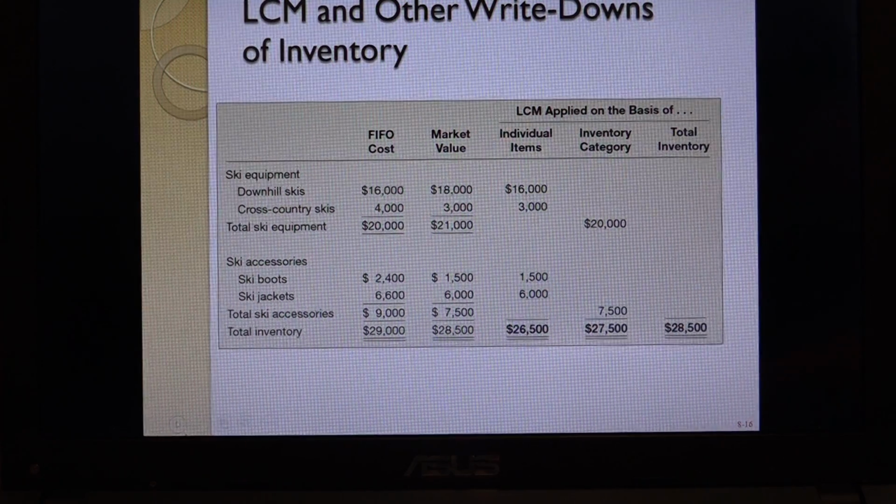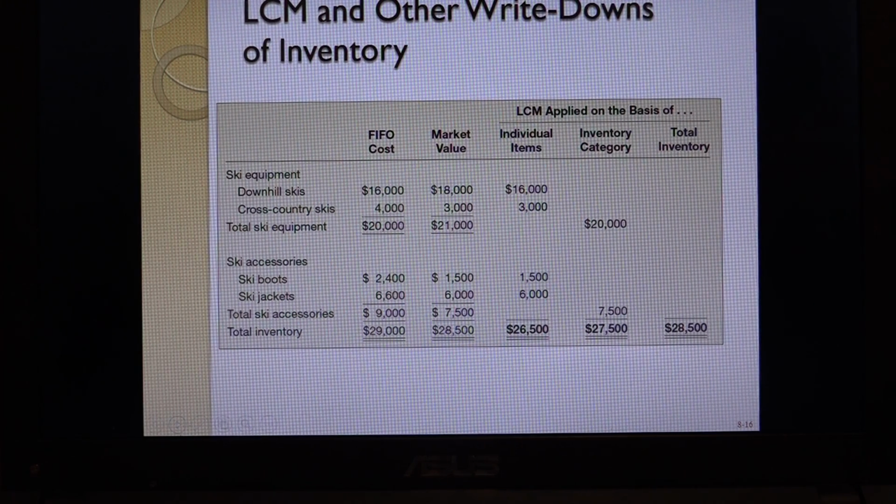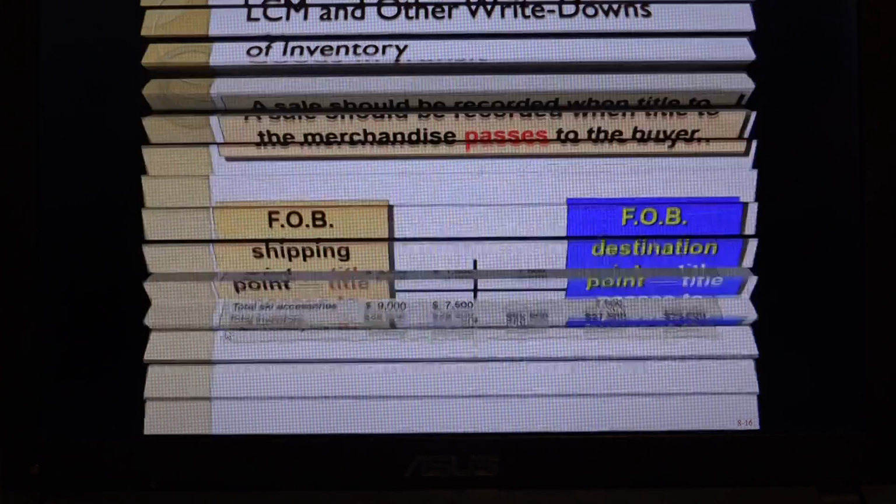Then another option you could have is just, well, is total inventory cost less or more than the market value? Or put another way, is the market value of the total inventory less than cost? And the answer is yes, by $500. And so you could certainly value it that way. So there's three different things you can do. You have some options with this.